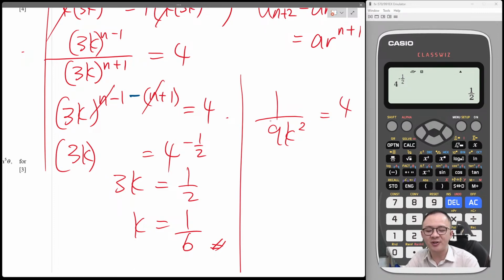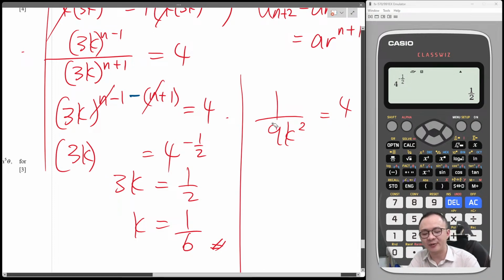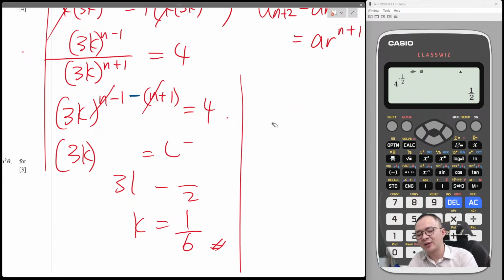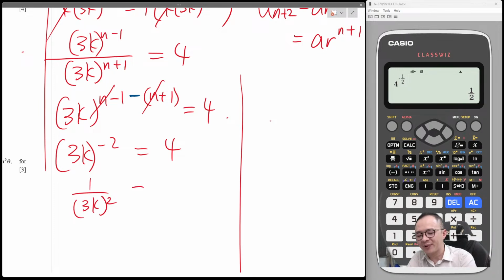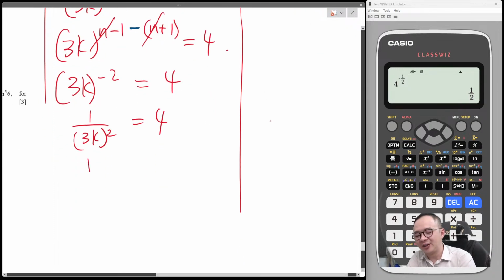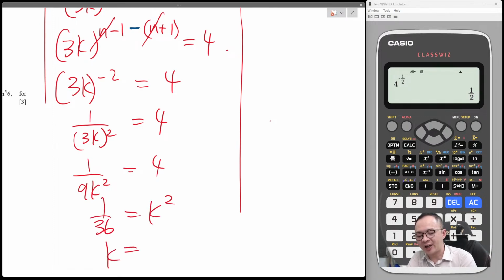I worry because here you got 9k square. Yeah, because I worry you will get two different answers. Okay, I don't want to throw the -2 to the other side. Okay, I don't be lazy. So this one is 1 over 3k square equals to 4. This is 1 over 9k square equals to 4. So k square equals to 1 over 36. So k I will get plus minus 6. Because I'm not finished. I'm not finding k, isn't it?